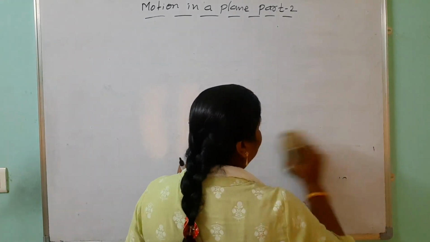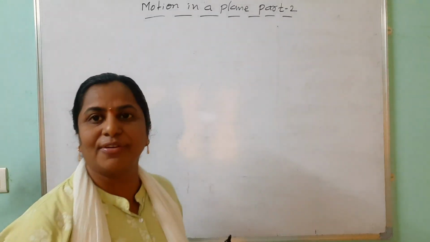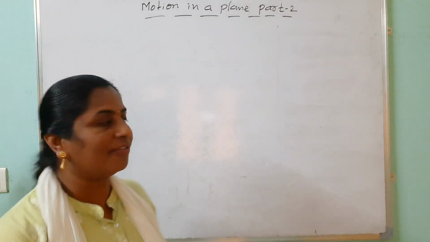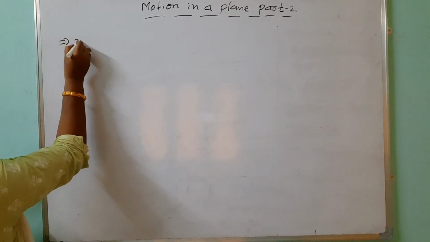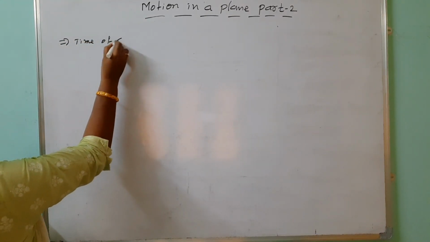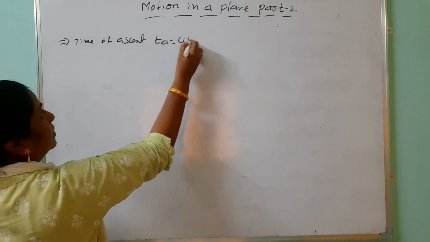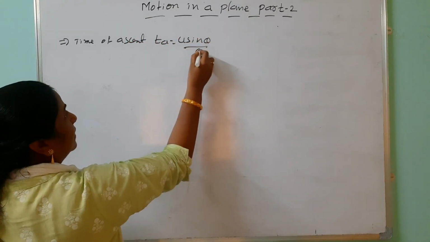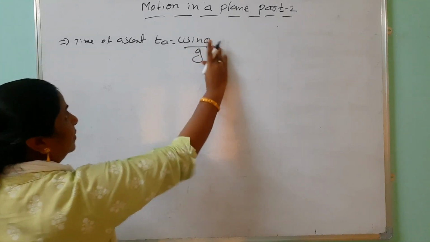What is the time of ascent? The time taken by a projectile to reach maximum height from the ground is called the time of ascent. Here the time of ascent formula is TA equals u sin theta by g, and the time of ascent and time of descent are both the same.